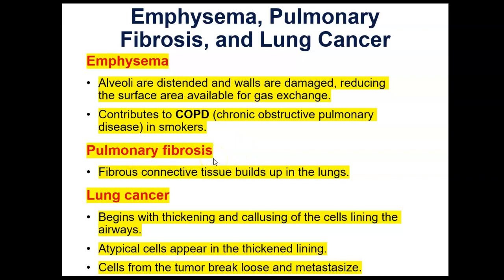Pulmonary fibrosis is when fibrous connective tissue builds up in the lungs. Of course, that's going to restrict breathing. Lung cancer begins with the thickening and callousing of the cells lining the airways, and you start to see atypical cells in the lining. And cells from the tumor can break loose and metastasize, which means they spread to other tissues. But if the cancer originates in the lungs, you still call it lung cancer.